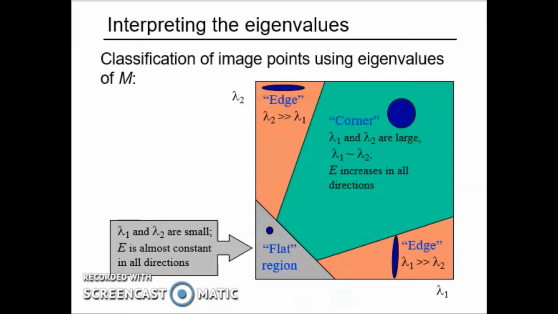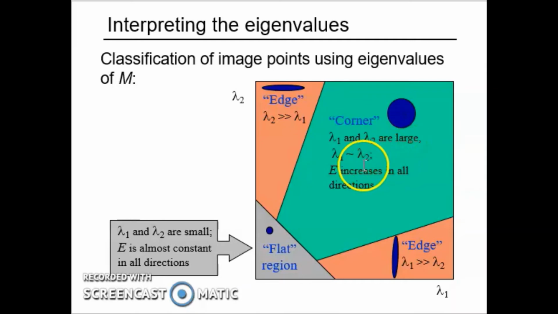Now, these eigenvalues are very important, as they convey a lot of information about the presence of corners or edges or the flat regions. So this is how we can plot the two different eigenvalues, lambda 1 and lambda 2. If both of these values are very high, which means that we are lying in this region where lambda 1 has a high value and lambda 2 also has a high value, so lambda 1 and lambda 2 both are large, then this is a point corresponding to a corner.